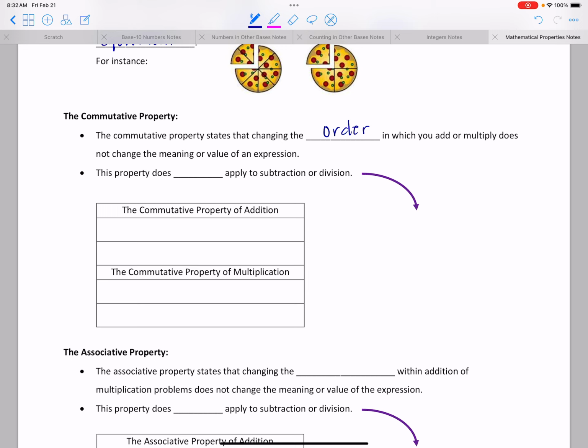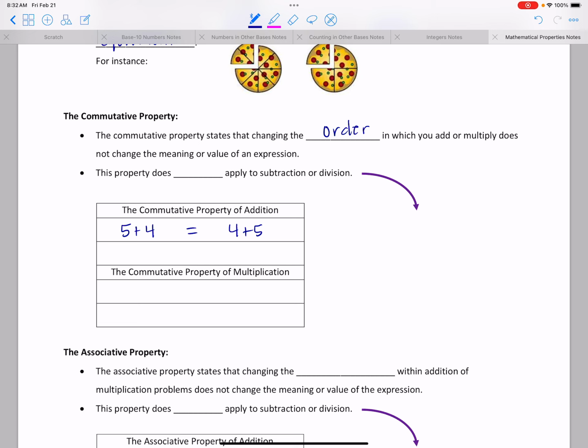For example, if I said to add 5 plus 4, or I said to add 4 plus 5, you could think about this on a number line, whether you start at 5 and then add 1, 2, 3, 4 to get to 9, or whether you start at 4 and add 1, 2, 3, 4, 5 to get to 9, it doesn't matter which route you take, you get to 9. So 5 plus 4 is 9, 4 plus 5 is 9. We can change the order in which we add those two numbers and still end up at the same place. The result is the same.